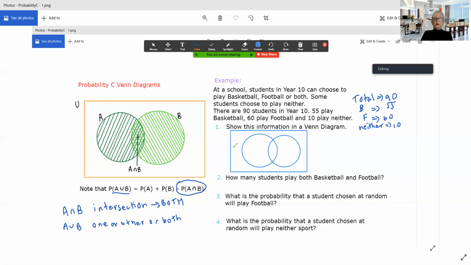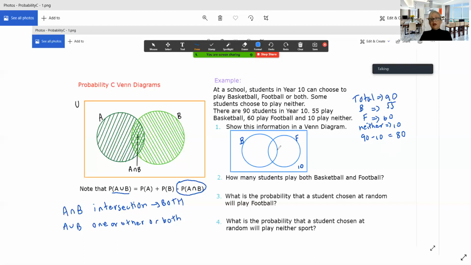Let's label our Venn diagram. We'll call this basketball B and football F. Makes sense. Where are we going to put these neither? Well, they're not going to be in either of those circles. So somewhere in the box, but outside the circles will be our neither. Now, because 10 do neither, how many must do one or the other of these? Well, 90 minus 10 is 80, isn't it? So our 80 will be our number that do one or other or both.